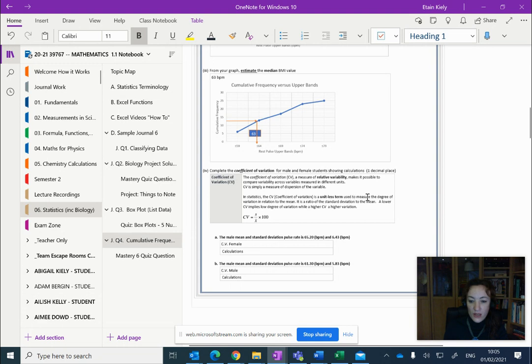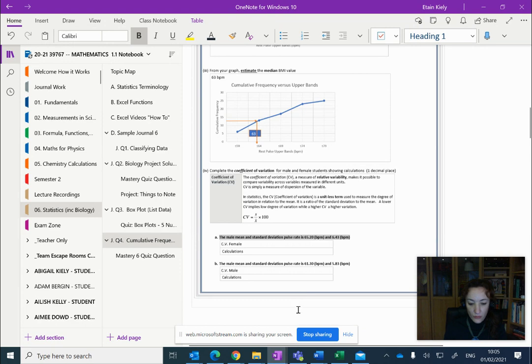So the term allows you to measure the degree of variation to the mean using the ratio of standard deviation to the mean. So a lower CV value tells you there's less variation in the data, while a higher value suggests higher variation. So let's take these values here and start doing the calculations.